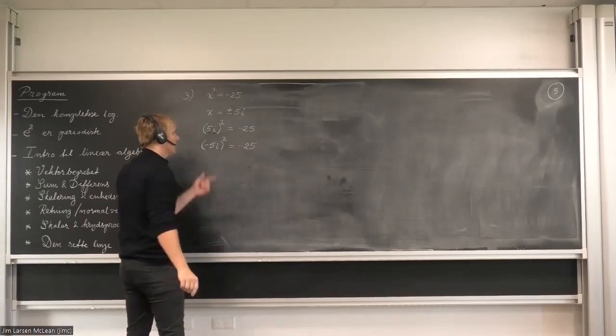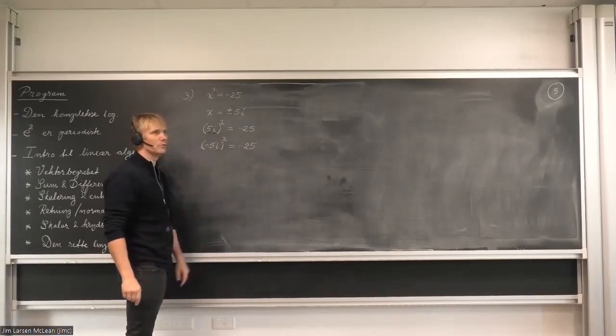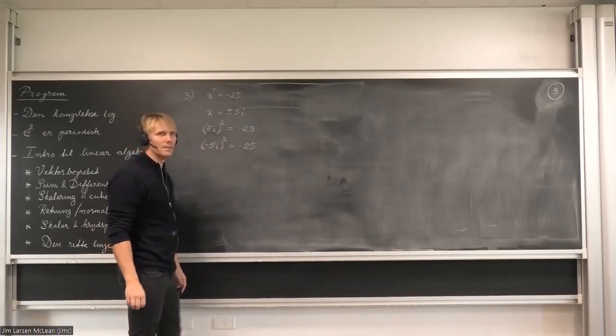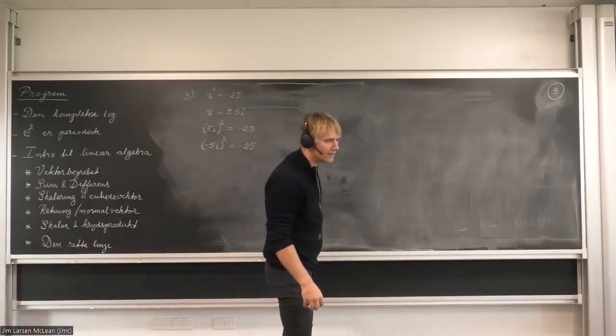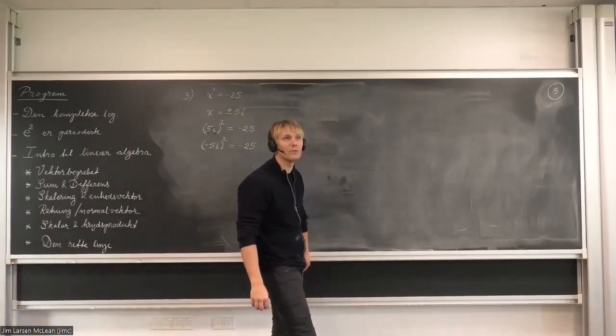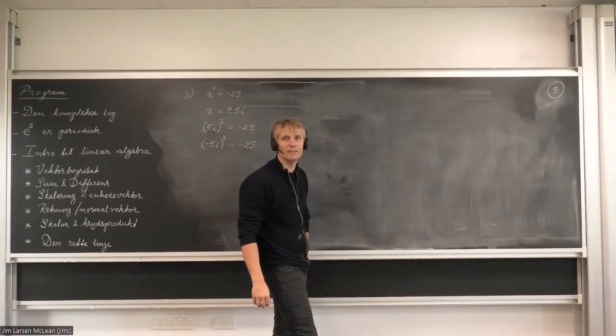Now there's another number which, when squared, gives negative 25, and therefore it represents another solution. The motivation for inventing complex numbers is to be able to solve negative square roots, because these arise in the real world, those square roots.